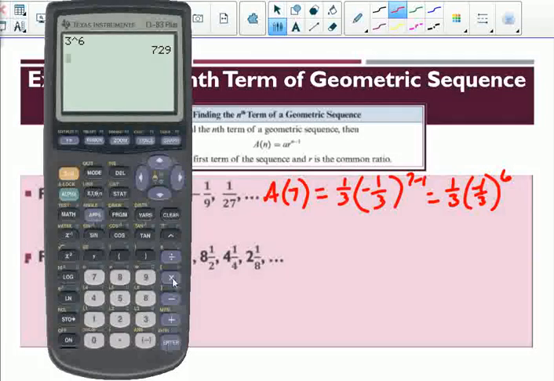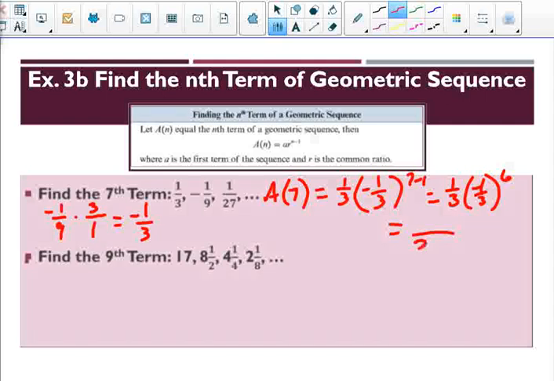Now I need to multiply that by 1/3. So I need to multiply 729 by 3. That will give me 2,187. So now I have 1 over 2,187, which would be my seventh term in this example.